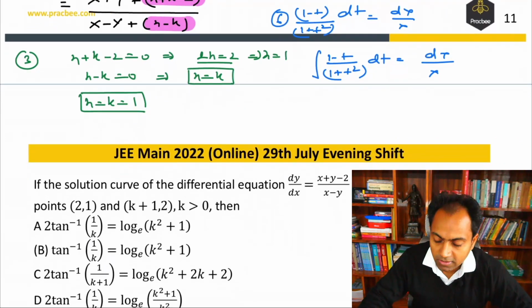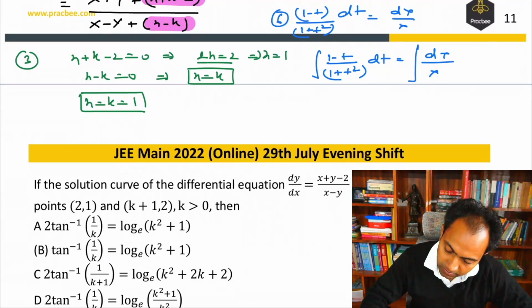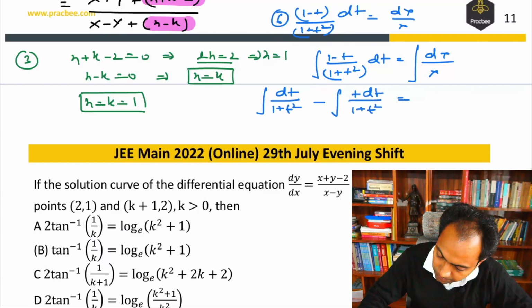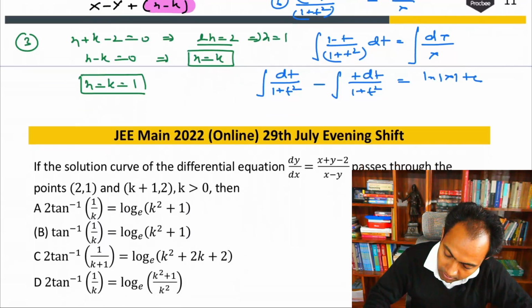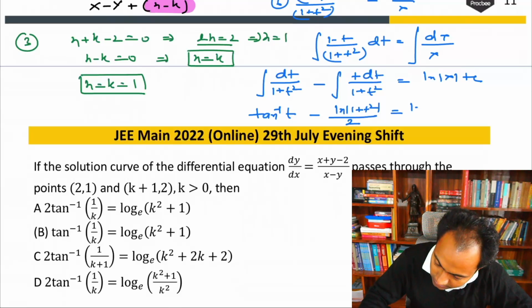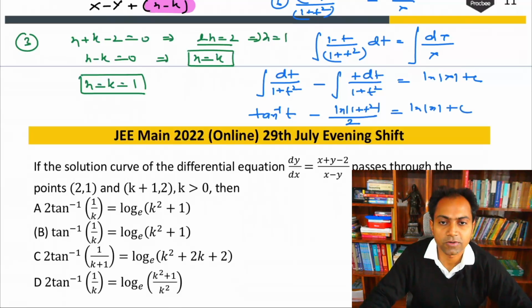And once you have done this integration, you can see that this can in turn be split into two parts, dt by 1 plus t square, and this will become t dt by 1 plus t square, and this will become ln of mod of X plus c. So this becomes tan inverse t. This will become ln of mod of 1 plus t square divided by 2. And this is ln of mod of X plus c. This is what we are getting.